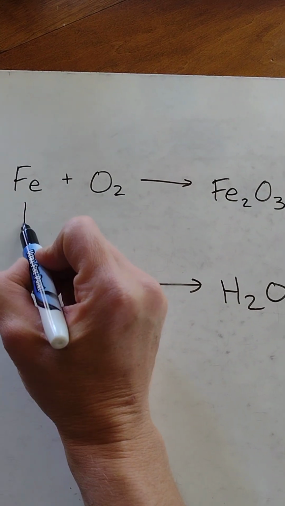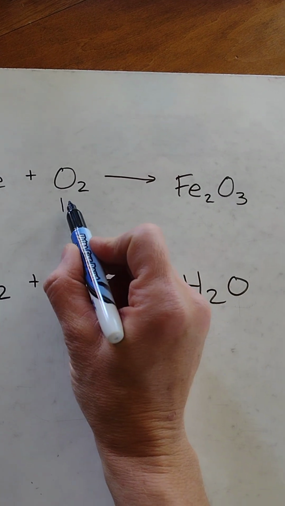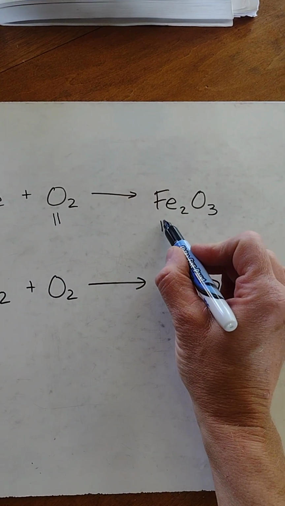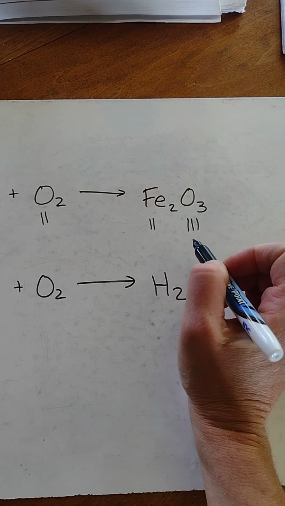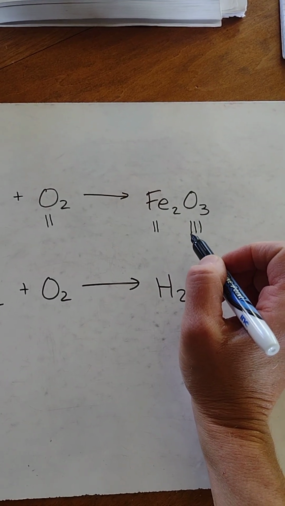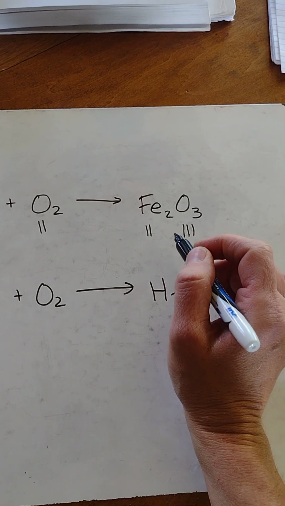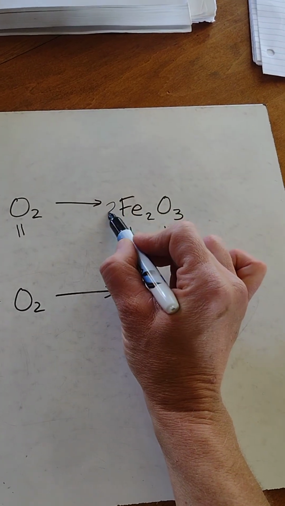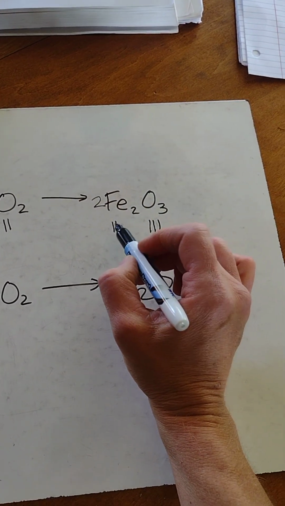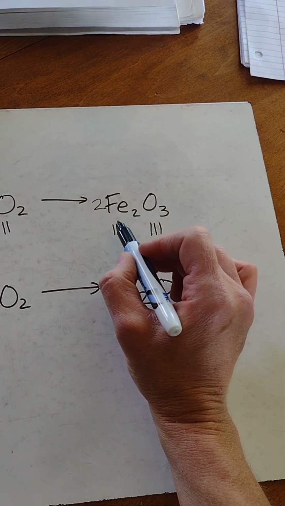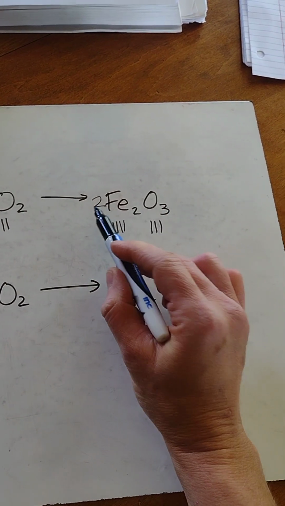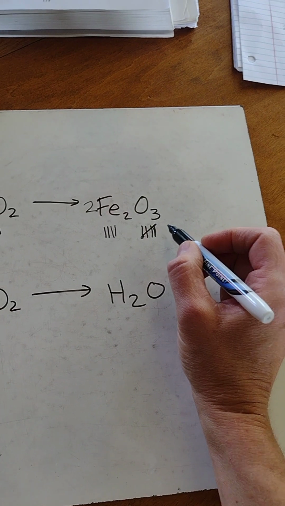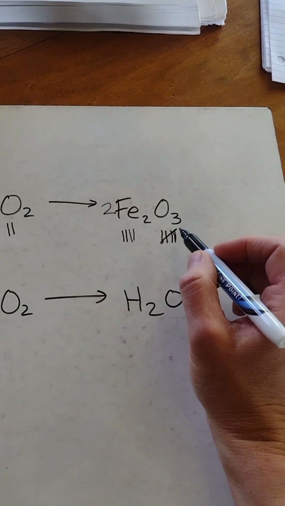So we have 1 iron atom, and we have 2, hopefully you can see that, 2 oxygen atoms. And over here, we have 2 iron atoms and 3 oxygen atoms. So we have to figure out what we can do to balance them out. To make nice round numbers, I'm going to put a 2 here, and then let's see what we have to work with. So 2 times 2 is now 4, so we have 4 irons over here. 2 times 3 is now 6, so we have 6 oxygen atoms over here. We're counting the atoms, we're not counting the molecules.